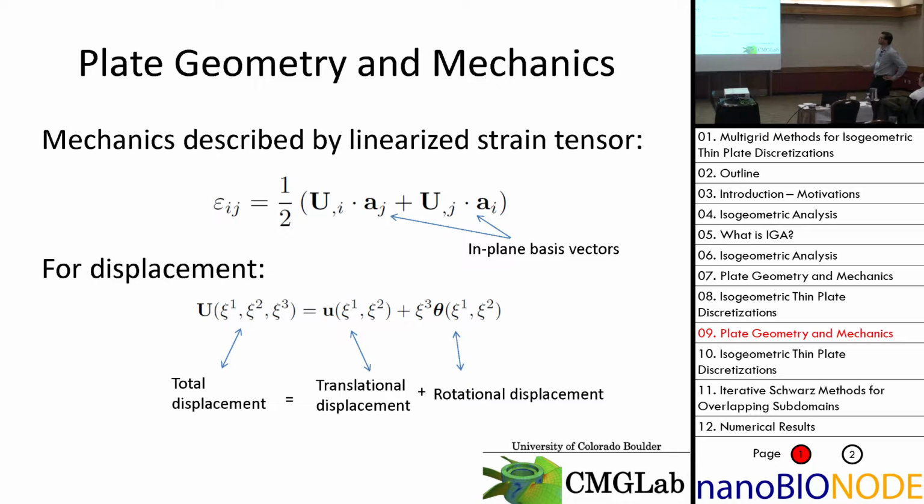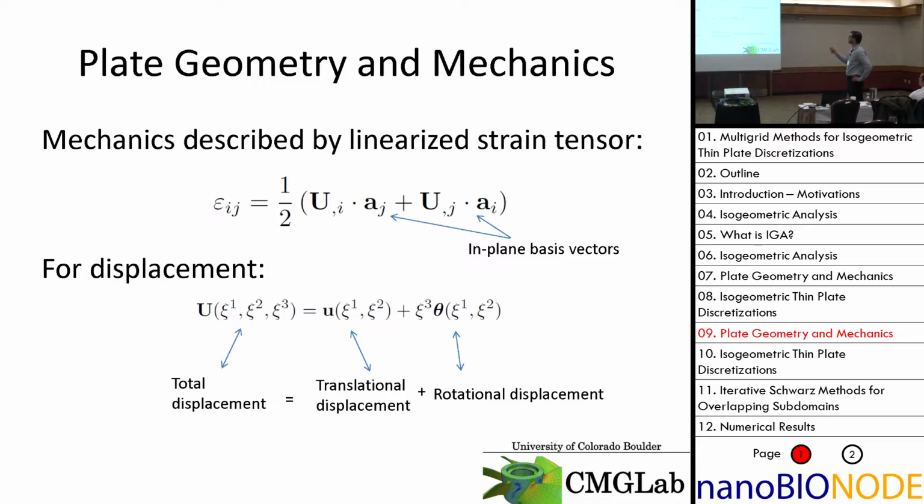So here's our linearized strain tensor. It's a symmetrized gradient of this displacement profile. So what we have here is our total displacement of our plate is going to be a translational displacement downward plus some rotational displacement. And the rotational effects only are seen through the thickness, whereas if we're at the mid-surface itself, we don't see that rotational effect occurring. We only see the translational effects. And so we take the gradient of this displacement and we project it onto our in-plane basis vectors, and that's how we get our strains accordingly.